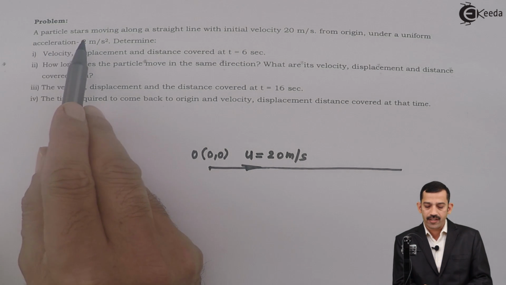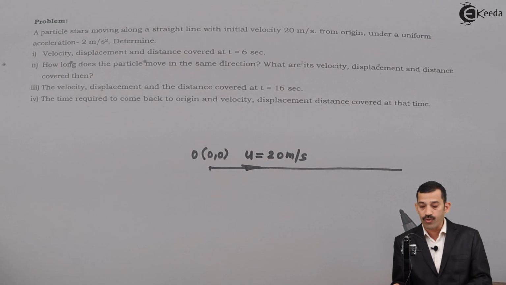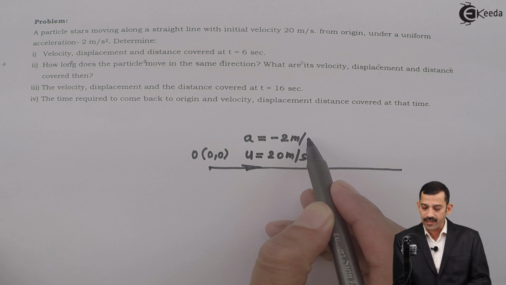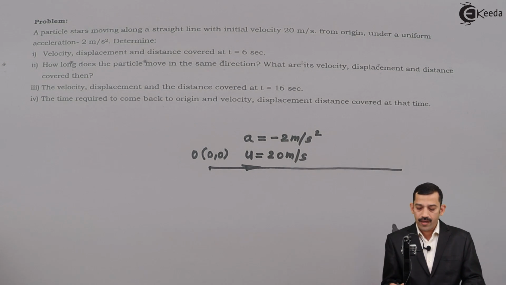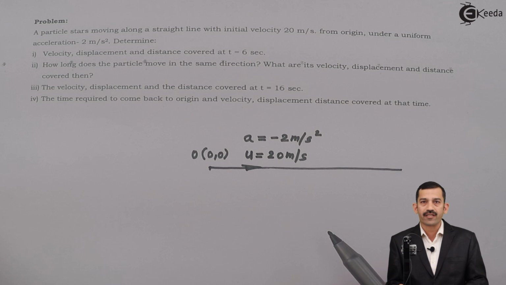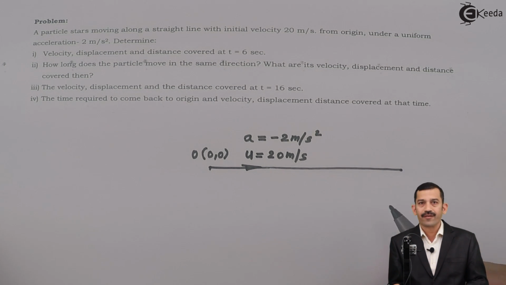As given, the particle starts moving along a straight line with initial velocity 20 meters per second from the origin under uniform acceleration minus 2 meters per second square. That means a equal to minus 2 meters per second square. Initial velocity is positive, but acceleration is negative. When acceleration is negative, definitely the velocity of the particle will reduce. As it reduces and becomes 0, the particle moves in the reverse direction, or the particle changes its direction of motion.